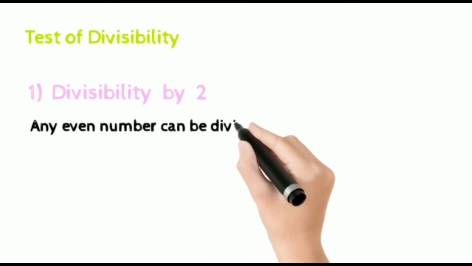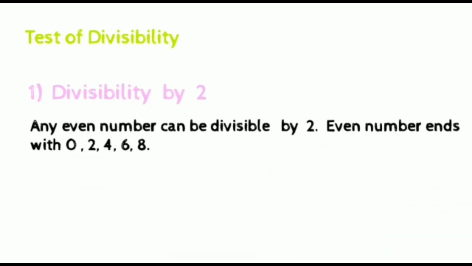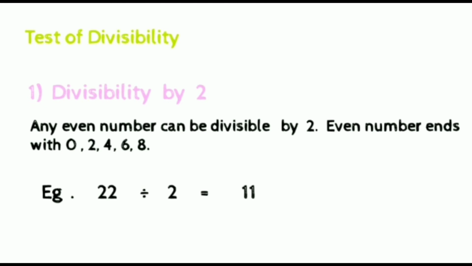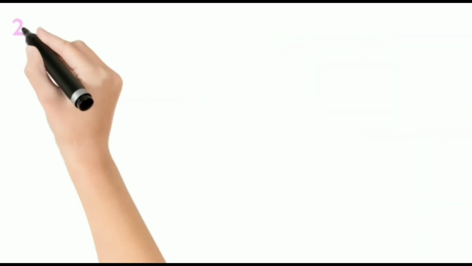We know that all even numbers end with 0, 2, 4, 6 or 8. If a number ends in any one of these digits, we can easily divide it by 2. Example, 22 divided by 2 equals 11. We already know that 2 elevens are 22. Other examples, 456, 654, etc., because these numbers end with 6 and 4.